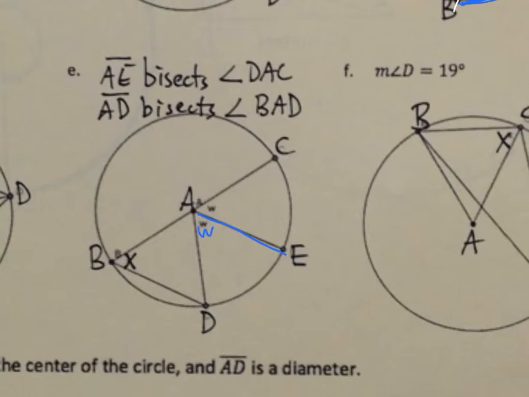They wrote these little W's here, saying that those would have to be the same measurement. Because if this blue segment here, this blue radius is cutting this white angle in half, both parts would have to be the same. So they call them W in the picture. It says that AD is also bisecting angle BAD.